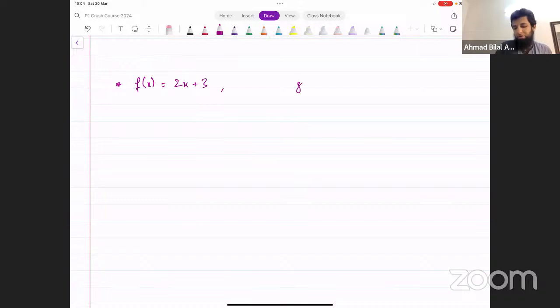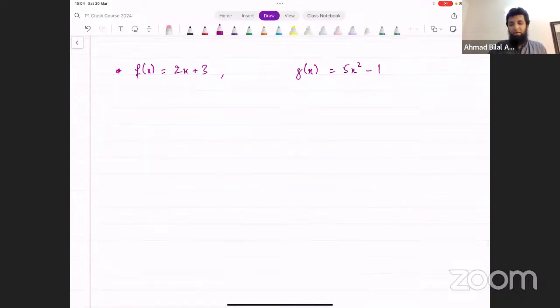And you have another function, let's call that g of x. And that function is maybe 5x squared minus 1. You have these 2 functions. One function is f of x and the other function is g of x. And now, before that, let's try this for instance. Let's say we have to find f inverse.